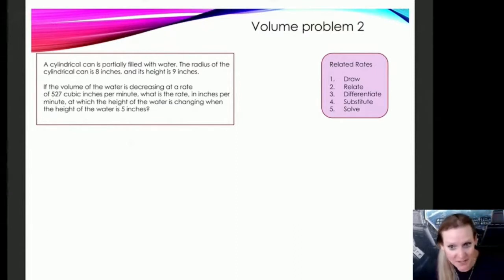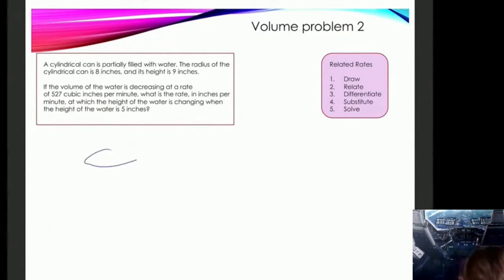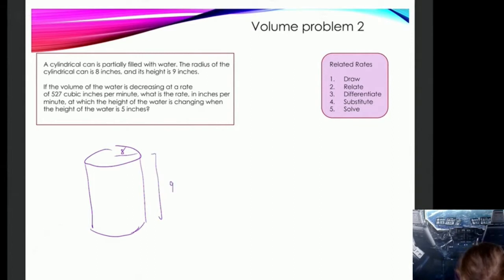Step one, I don't know how to solve these problems without drawing a picture. So I'm going to start by drawing a picture of a cylindrical can. There's a cylindrical can, and the can is of radius 8 and of height 9. And it's partially filled with water.